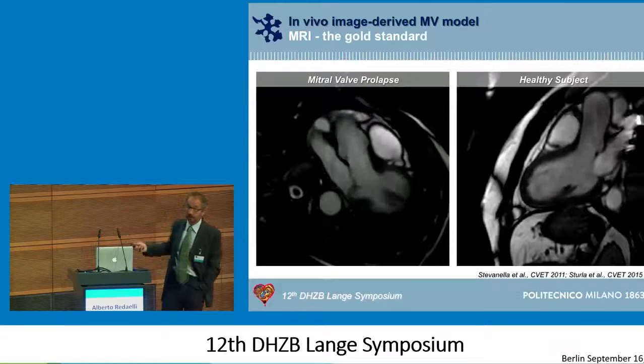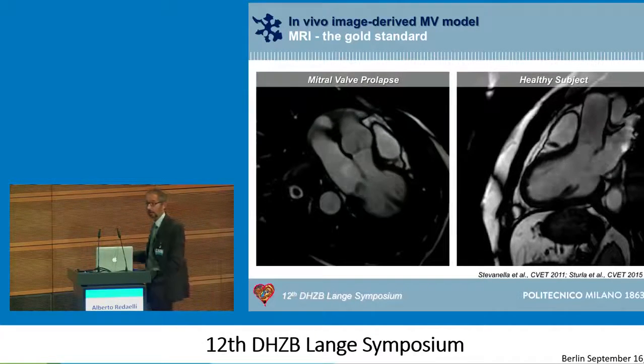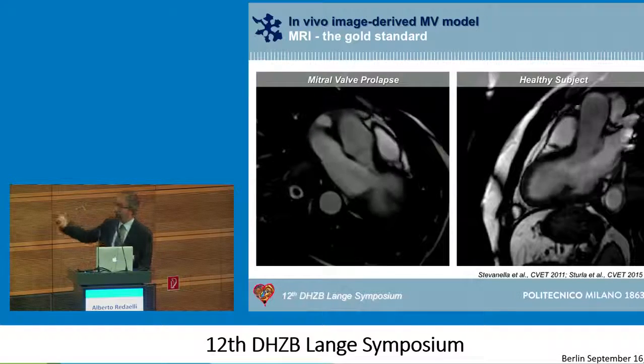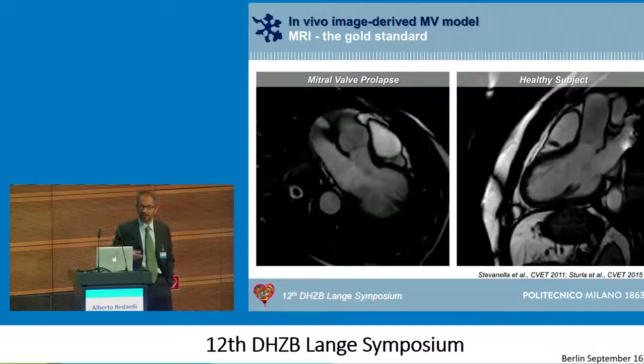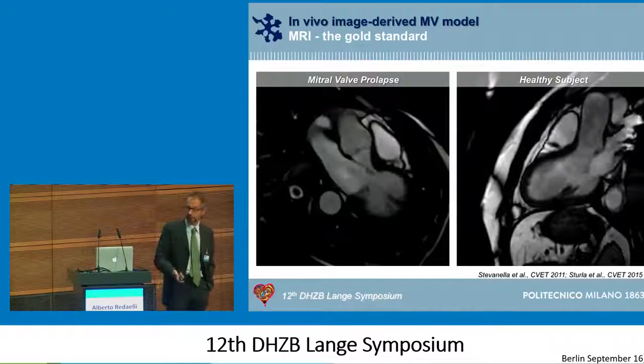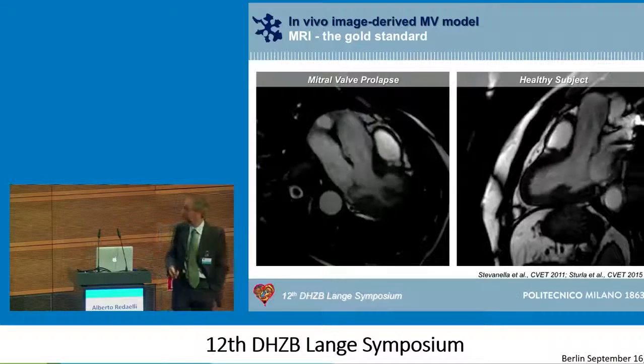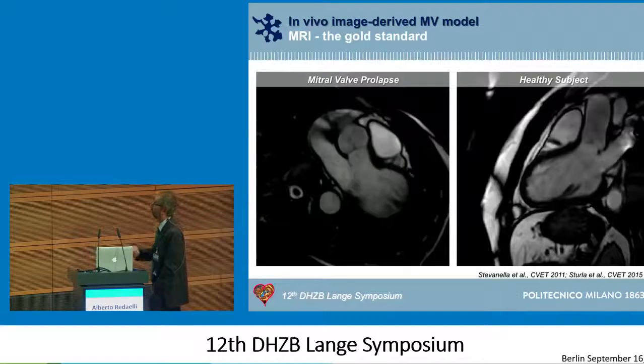We can have information about the gadolinium uptake, so about the necrosis, and also we can have, through the 4D flow sequence, information about the flow rate and the velocities.